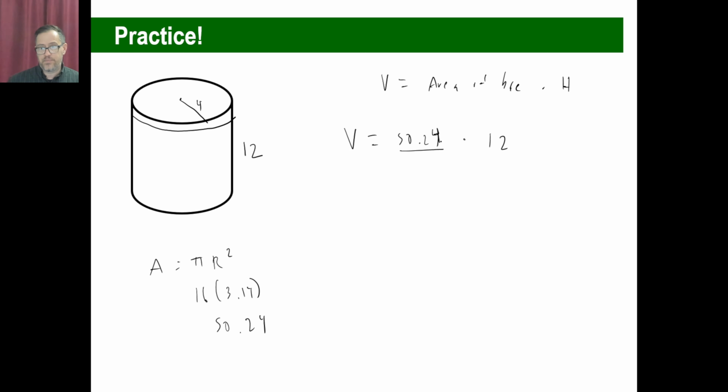So if you were to multiply this all out, 50 times 12 is 600, and then of course the 0.24, if you did all the arithmetic, would be 602.88. Now this looks like it's centimeters, so we're going to put centimeters, but let's put a 3 there to indicate that it's cubed. And that's it.